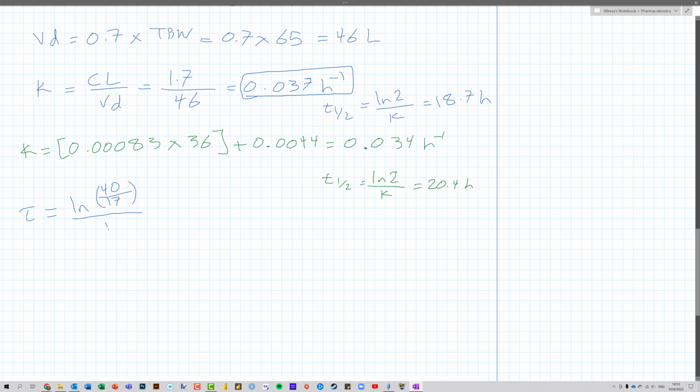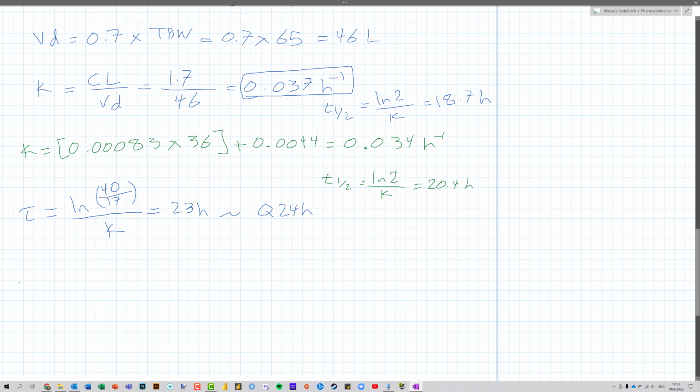And then divided by K. So I'm using the blue K here, 0.037. And that will give you a tau of about 23 hours, which I'm going to round to 24 hours. So I'm going to use 24-hour dosing for this patient. You want to use something that's clinically reasonable.